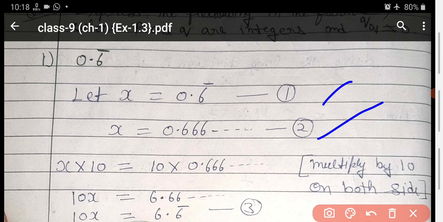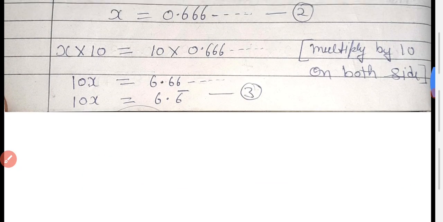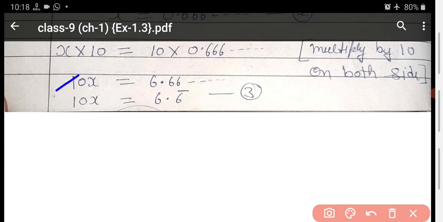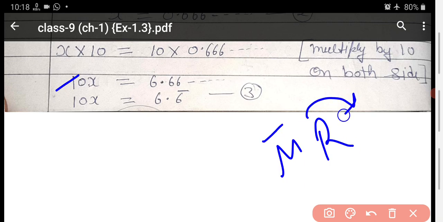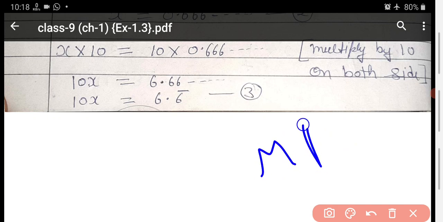Now the bar is present on only one digit, so you have to multiply by 10 on both sides. If the bar is present on 2 digits, then you have to multiply by 100. It is a working rule. So when you multiply by 10 on both sides, you get 10x. And you know the shortcut: if you multiply, the decimal moves to the right side; when you divide, the decimal shifts to the left side. Now you multiply by 10, so the decimal moves one place to the right. It becomes 6.66 dot dot dot.